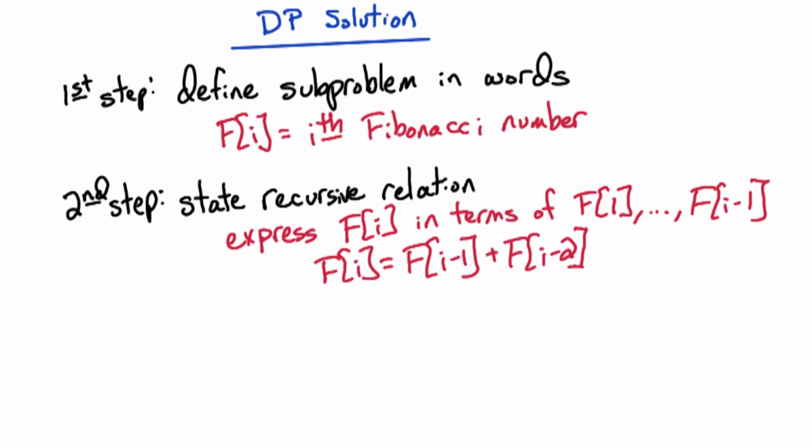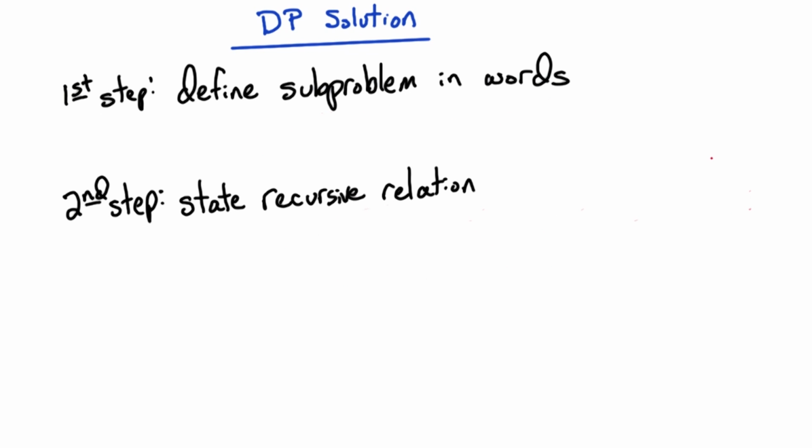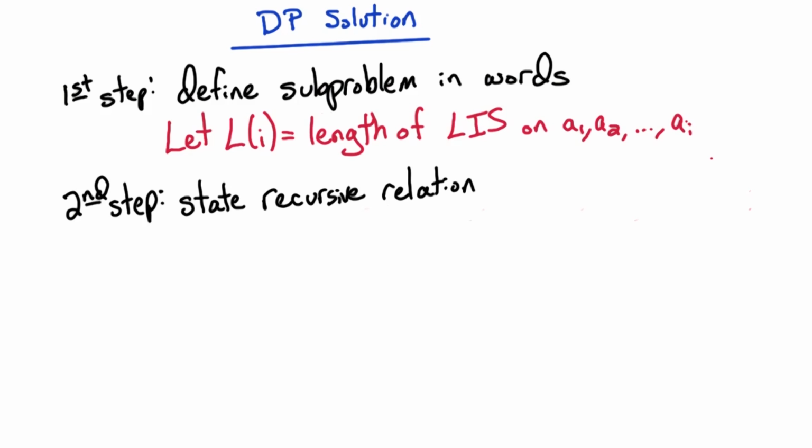Now let's figure out how to follow this recipe for the longest increasing subsequence problem. Now let's follow the first step in our recipe. We want to define the subproblem in words. Our first attempt is always going to be to use the identical problem on a prefix of the input. In this case, that means we're going to look at the longest increasing subsequence on the first i elements of the input array. Therefore, we're going to make a new function, L, which is the length of the longest increasing subsequence on the first i elements of the input.